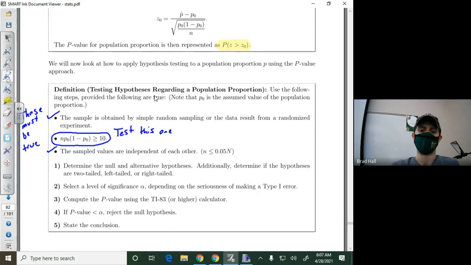You determine the null and alternative hypotheses, like we did in the previous section. Determine if the hypotheses are two-tailed, left-tailed, or right-tailed. We also talked about that in the last section. So that's some of the terminology that helps us out with this process.